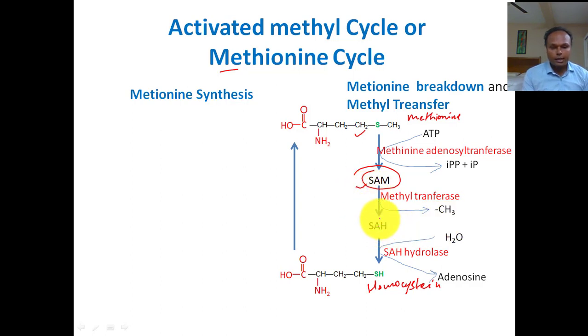After catalyzing this reaction, SAM will convert into S-adenosyl homocysteine, and this S-adenosyl homocysteine will be lysed by the enzyme S-adenosyl homocysteine hydrolase. Water is required to break the bond between adenine and homocysteine, and this homocysteine will be generated. Now homocysteine will be regenerated in a single step. You can see the homocysteine formation from methionine requires 3 steps.